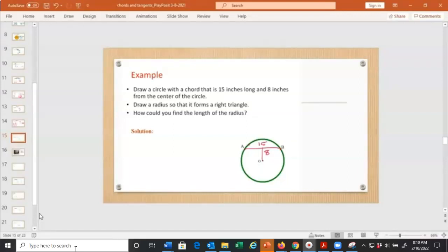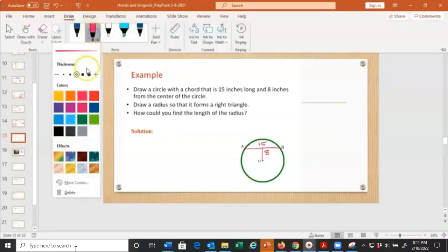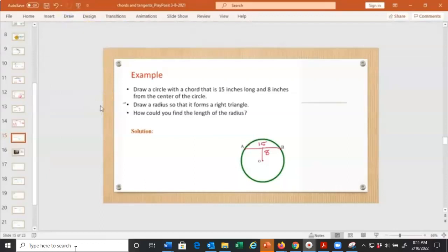Draw a radius so that forms a right triangle. So remember, a radius is from the center to any edge. So here, let me get a different color. We could certainly do this center to this edge, or you could have done the other one, right? O to B. How could you find the length of the radius? Well, hopefully you're kind of seeing now that we have a triangle inside of this circle.